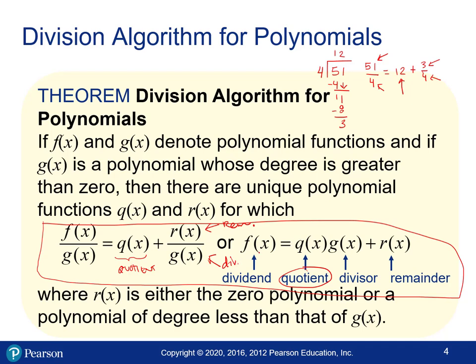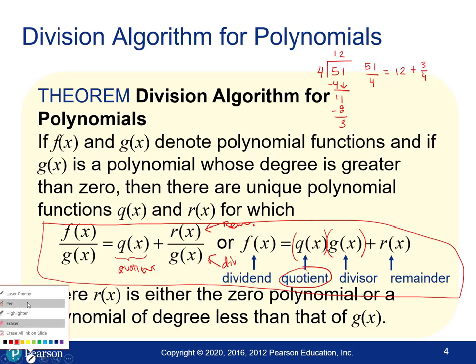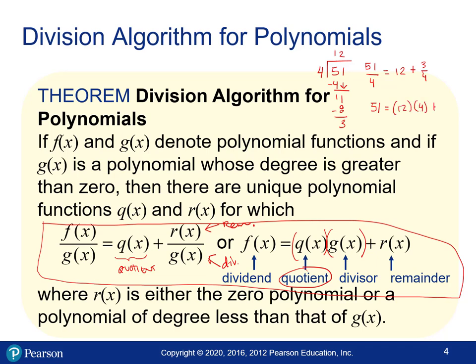And the other way to write this is that our original polynomial that we divided, which is called our dividend, can be written as the quotient times the divisor plus the remainder. So let me show you that with the numbers really quick. If you understand this concept with the numbers, then it's the same thing with our polynomials. So I can take my original dividend and write it as the quotient times the divisor plus the remainder. And if you verify this, this is 48 plus 3, which is 51. So that's our division algorithm for polynomials.